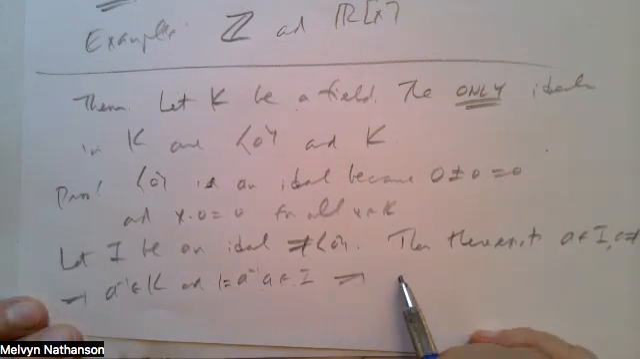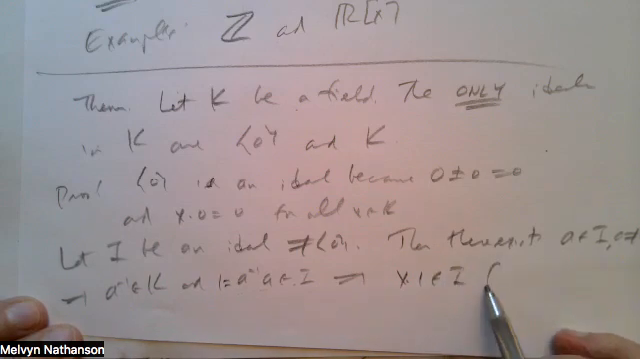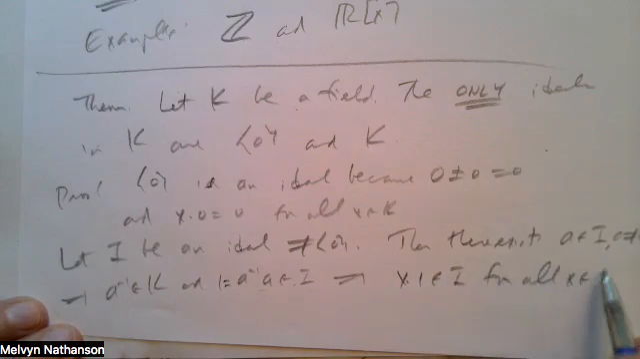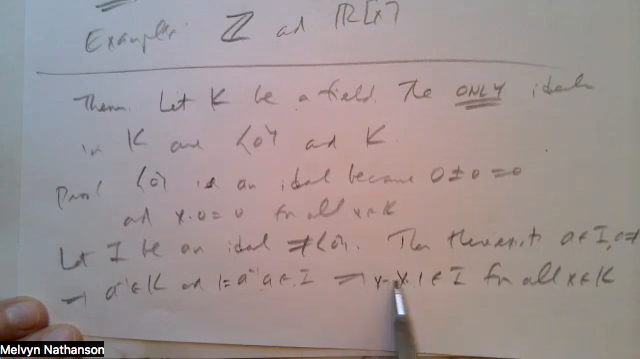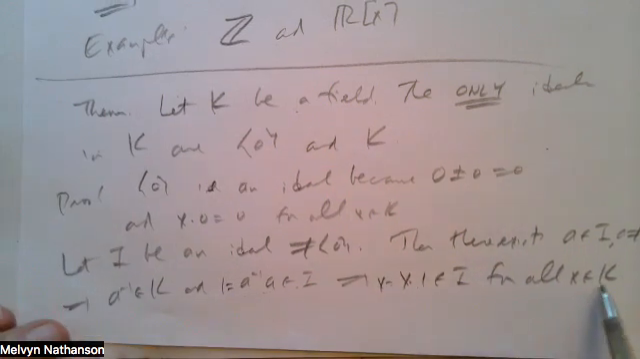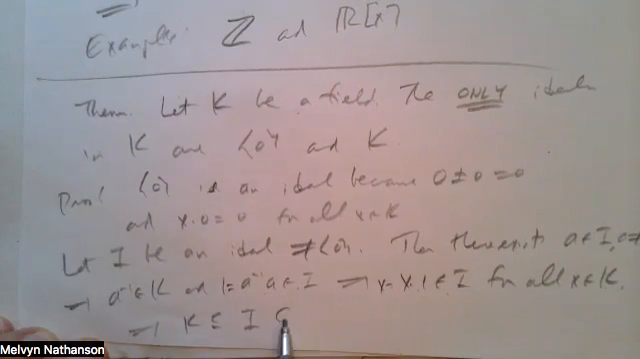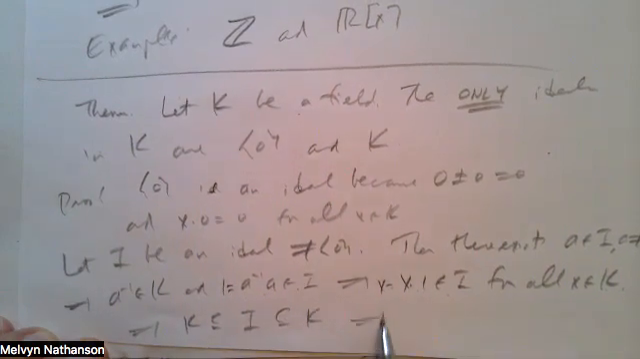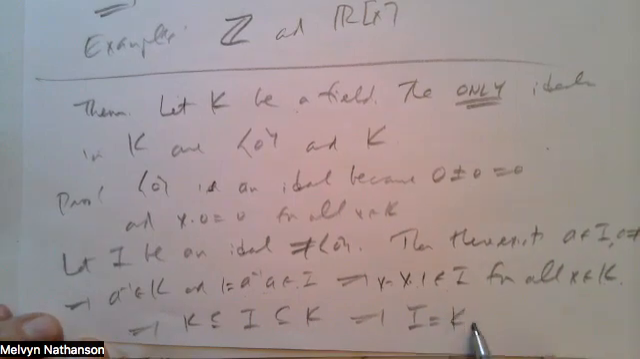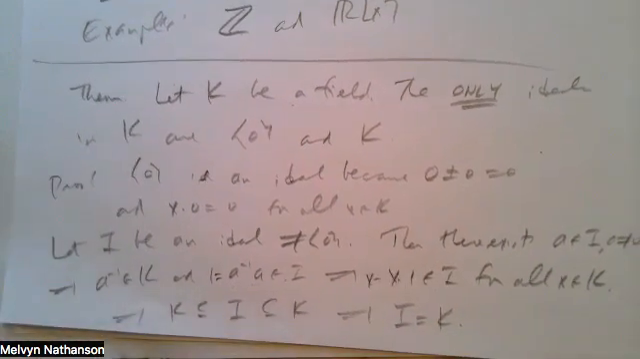And if 1 is in the ideal, x times 1 is in the ideal for all x in the field, and x times 1 is x. So the ideal contains every element. So every element of the field is in the ideal, which is itself contained in the field. So the ideal has to equal the field. So if an ideal is not 0 in a field, then it must be the whole field. So there are no non-trivial ideals in a field.